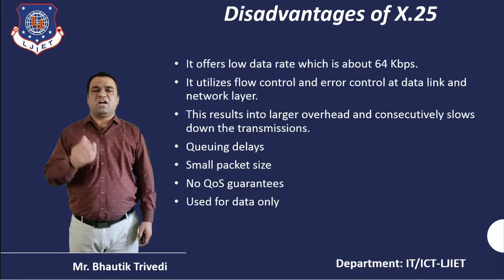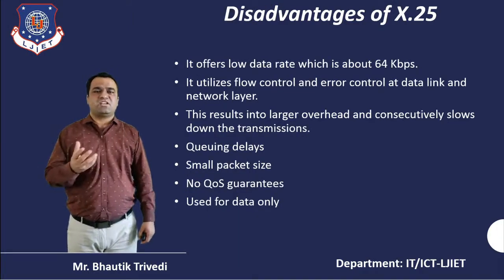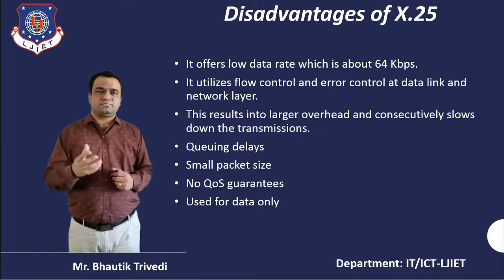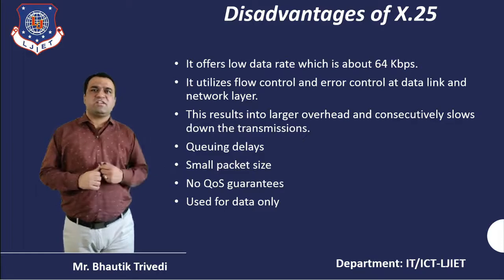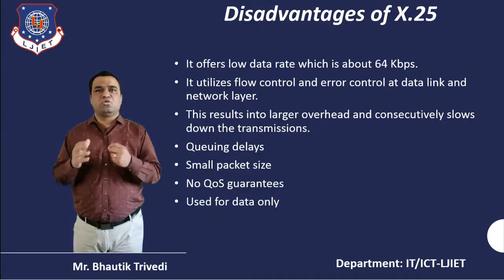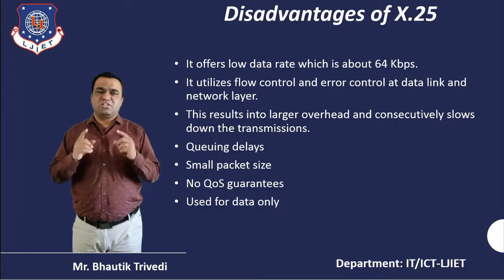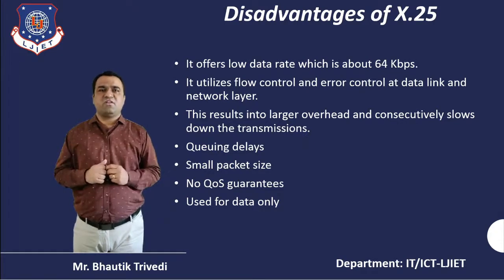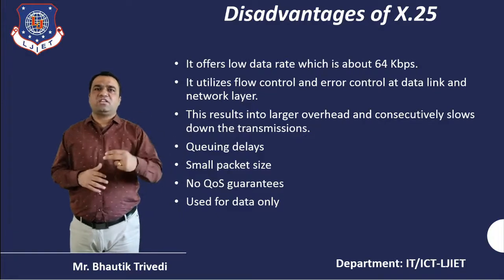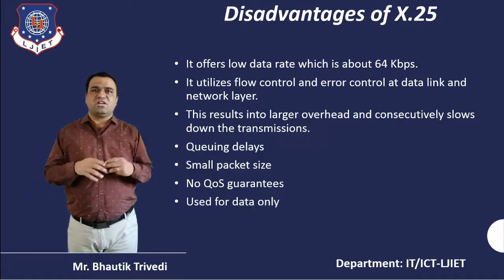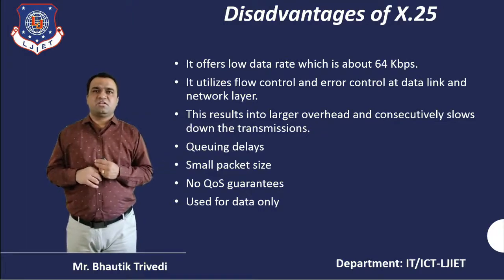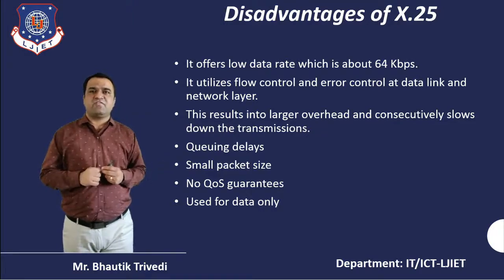Then after that, the disadvantages of X.25. I think that's the last point in this session. So what are the disadvantages of X.25? It supports only a low data rate, providing 64 kbps only. After that, it utilizes flow control and error control at the data link and network layer. Those are the disadvantages of X.25.